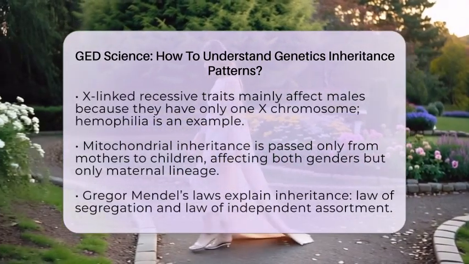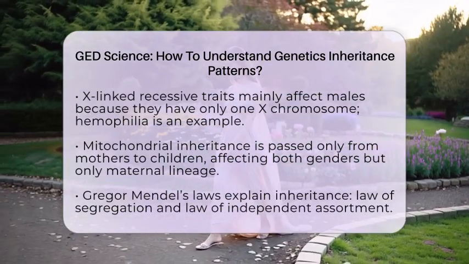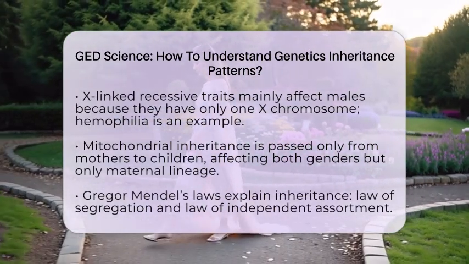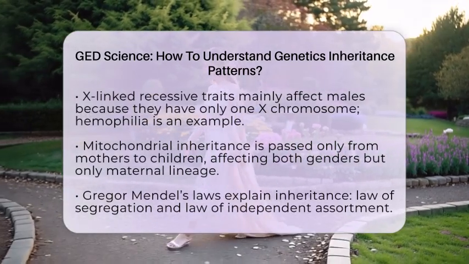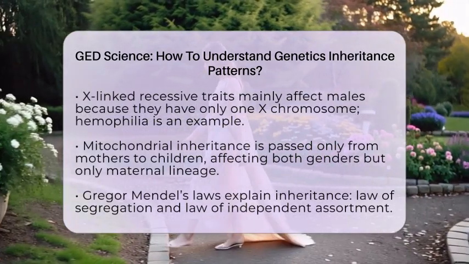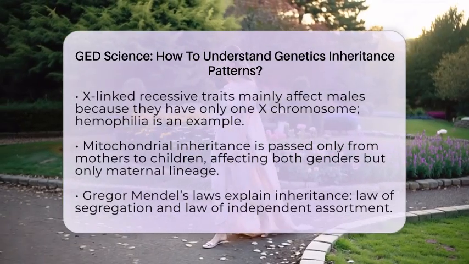Gregor Mendel, known as the father of genetics, helped explain these patterns. His law of segregation states that each parent gives one allele for each gene. His law of independent assortment says genes for different traits are inherited separately.